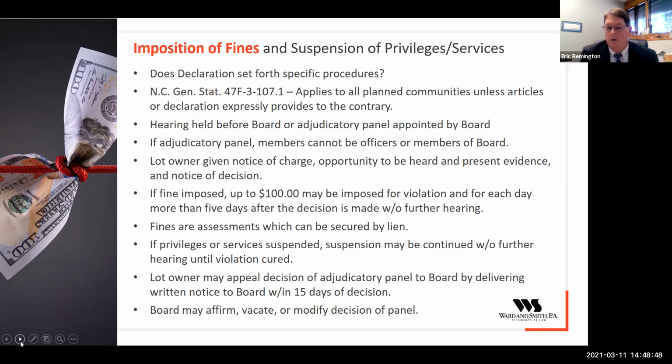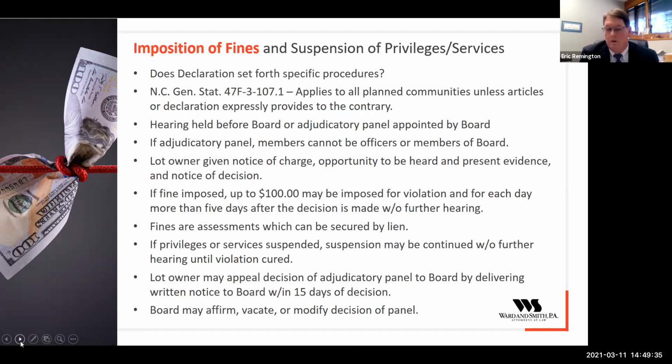There is a hearing that would be held before the board, or the board can create an adjudicatory panel that would be appointed by them. A lot of times it's just the board that ends up handling it, but the board does have power to create that kind of a panel to hear it. If a panel is created, the members cannot be officers of the association, and they cannot be members of the board. So just keep that in mind. And again, that's why a lot of times the board just ends up handling those kind of decisions. The lot owner has to be given notice of the charge, and typically that's got to be done in writing. They have to be given an opportunity to be heard and present evidence, and they have to be given notice of the decision that's made.